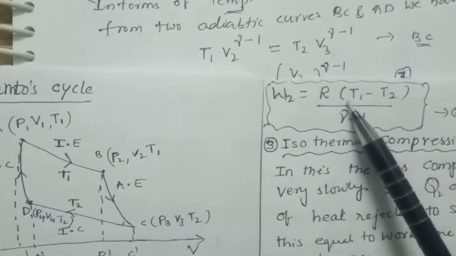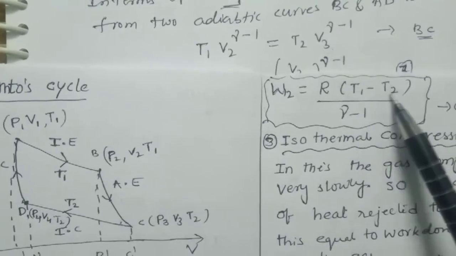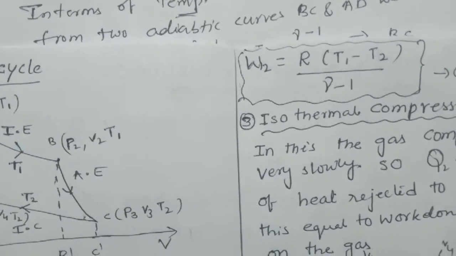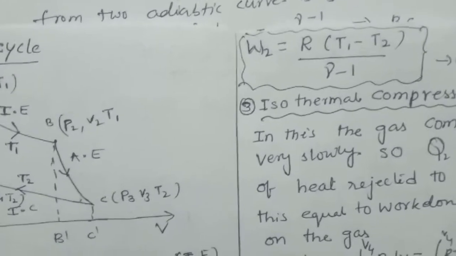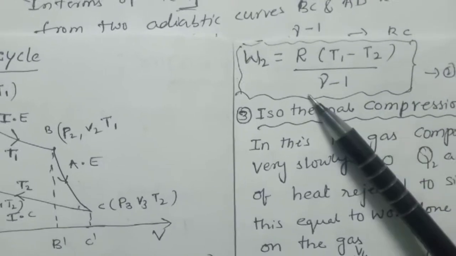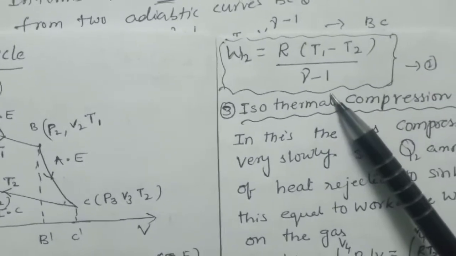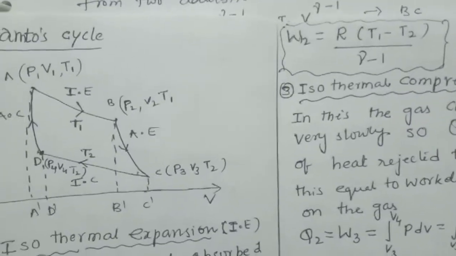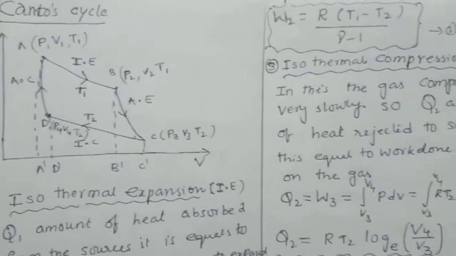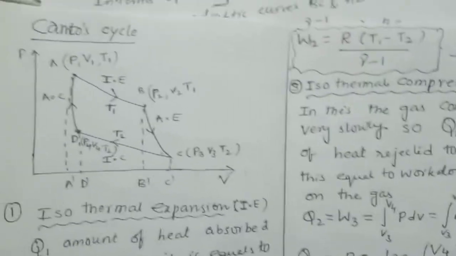Here you should remember only this: W2 equals R into T1 minus T2 by gamma minus 1. After integrating we get this answer, W2 equals R(T1 minus T2) by gamma minus 1. Very easy to remember. See, T1 is always higher than T2. So R into T1 minus T2 by gamma minus 1 is the work done by the gas. Now the system is at point C. Now we are going to bring the system back to its initial position, that is A.